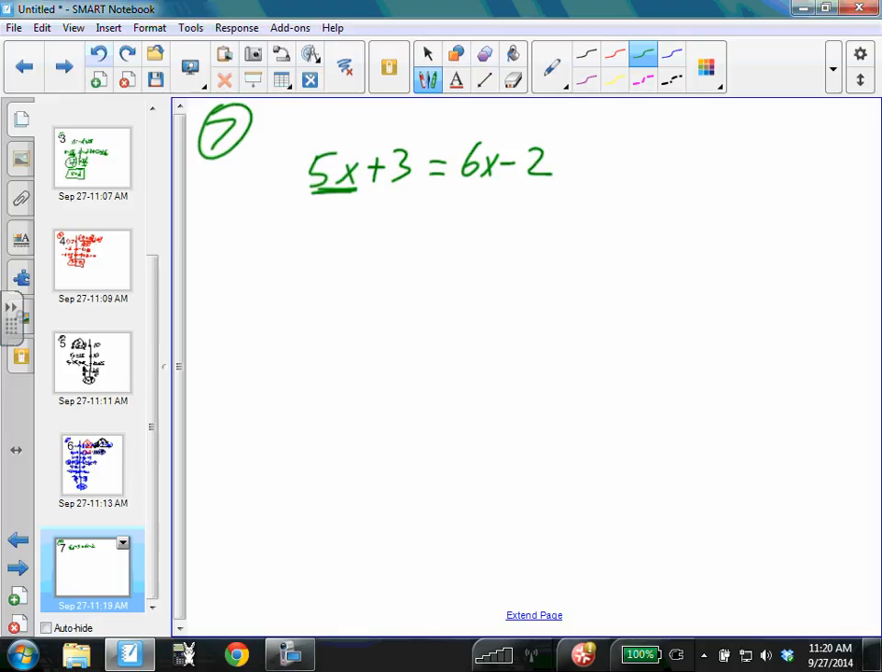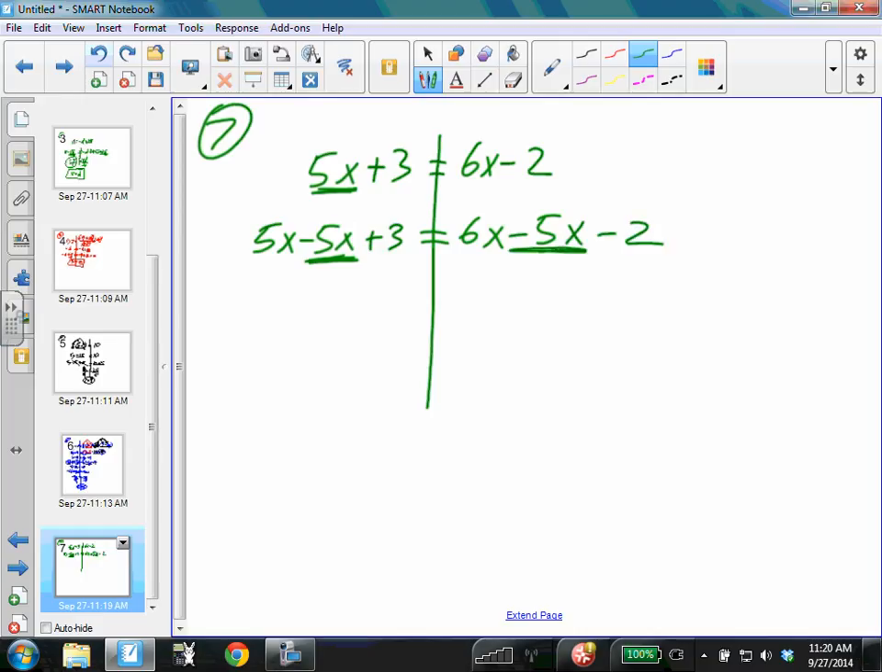This is a positive 5x that I want to move so that it can join up with the 6x. If I'm going to move that 5x, then what I need to do is subtract it, right? It's positive, so I'm going to subtract 5x from both sides of the equal sign. So this negative 5x is new, and on the other side I have 6x, and I'm going to put my minus 5x right behind it.